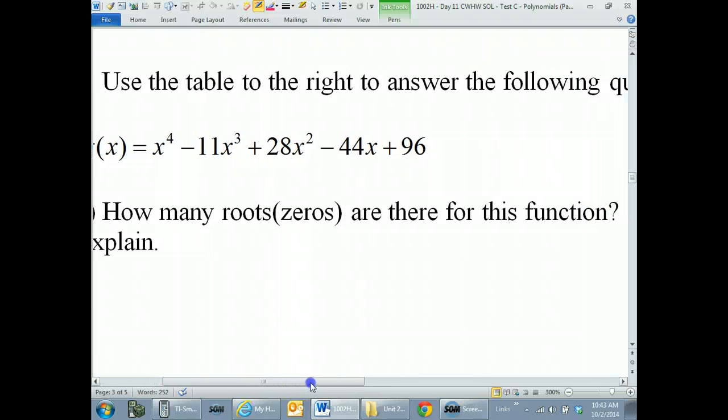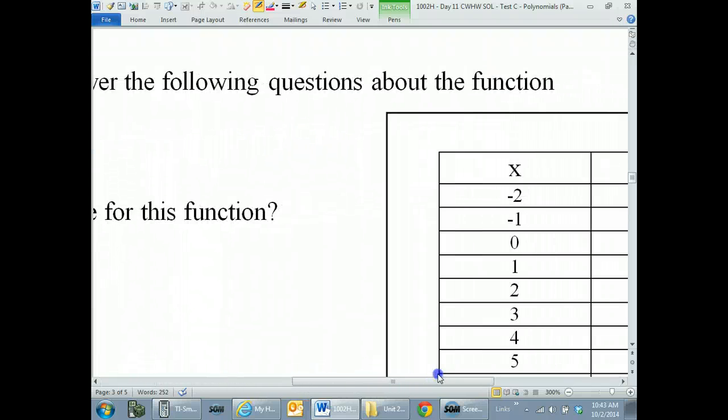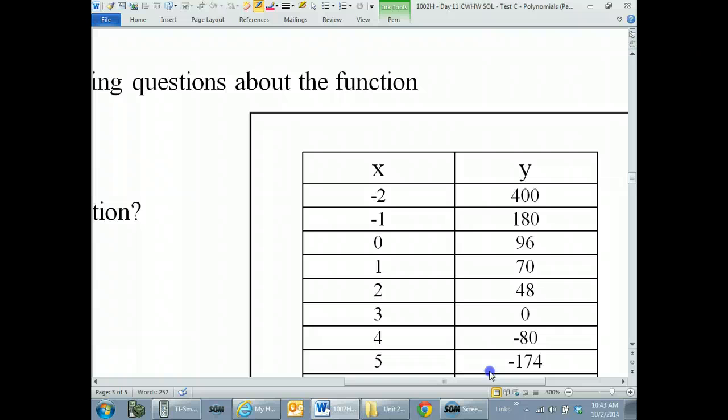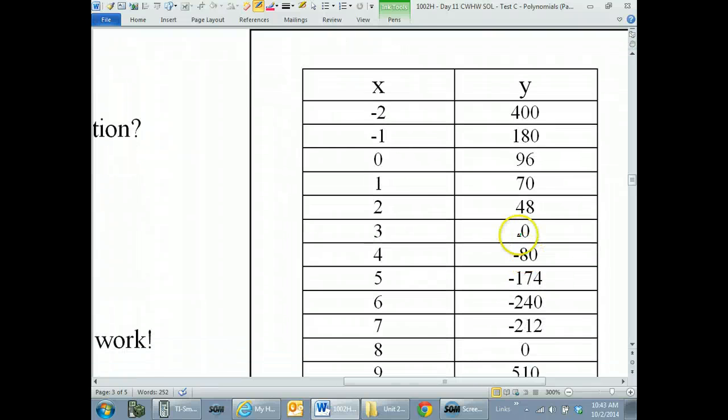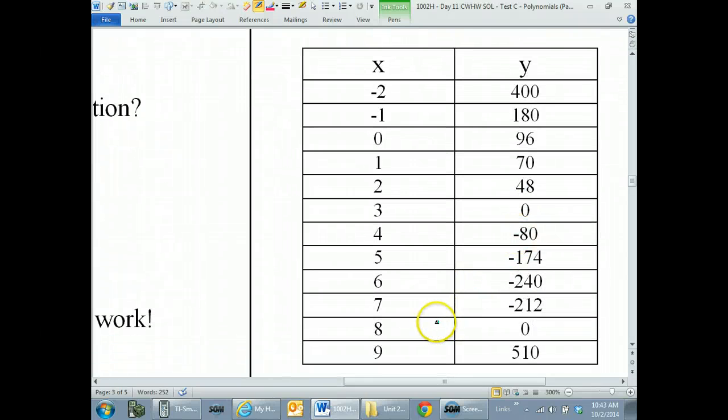Use the table to the right to answer the following questions about the function. Oh, shucks, got this table. Do you see any zeros? If I want to talk about the zeros of the function, how many zeros do you see off the table? 1.